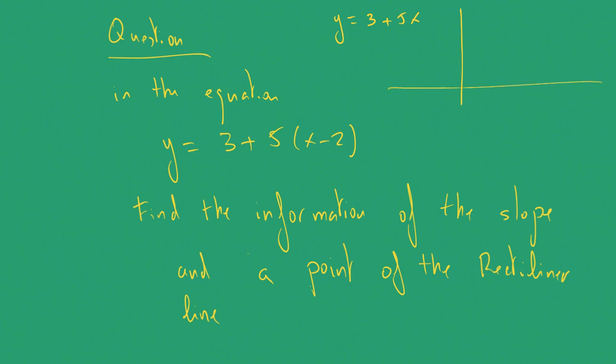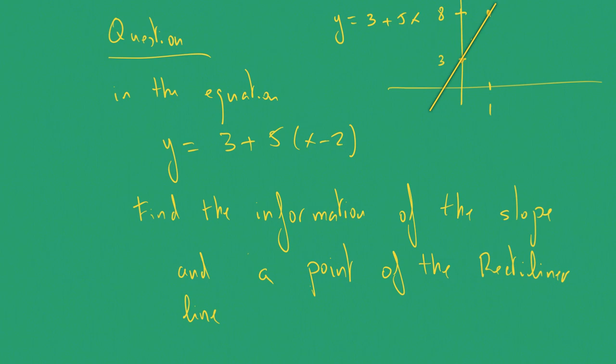When x equals 0, y is 3, so this is 3. When x equals 1, y is 8. X equals 1 is the point 8. Well, let's say that 8 is here, so it's this point. So the rectilinear line is this one. This is the rectilinear line that passes through the 2 points.